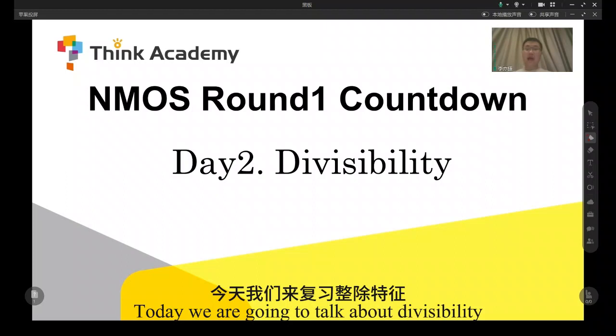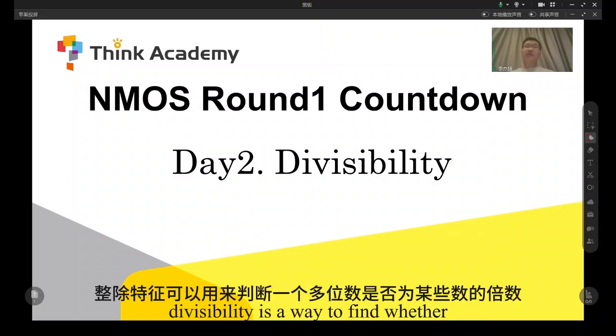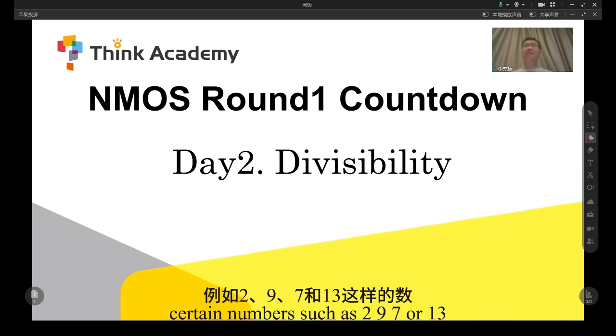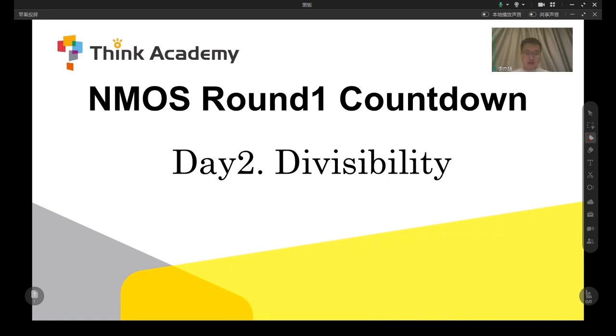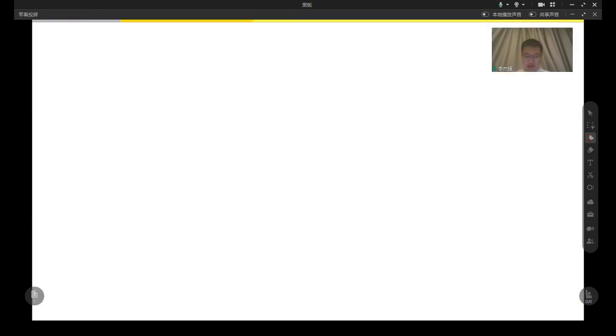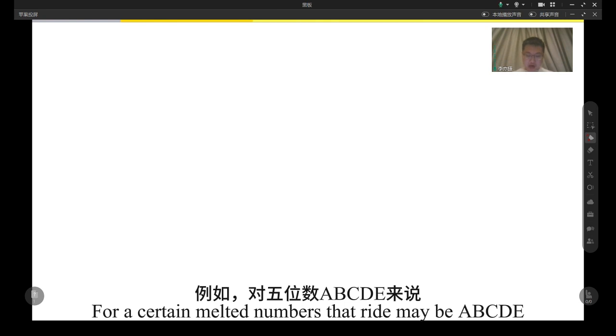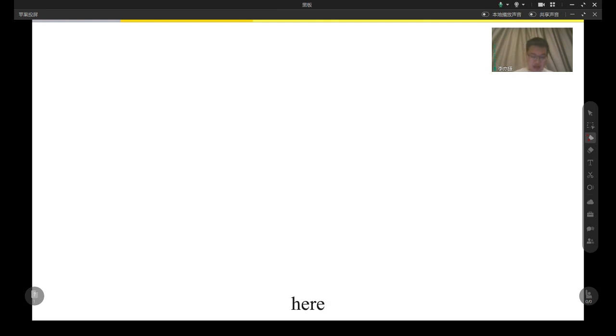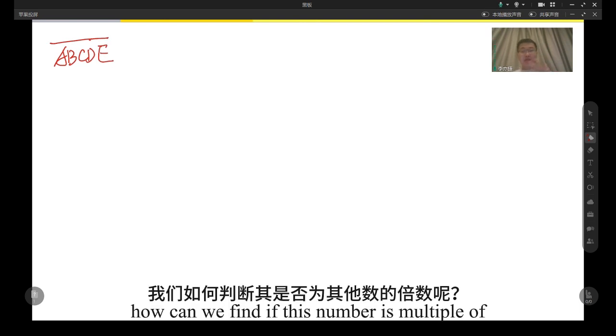Today we are going to talk about divisibility. Divisibility is a way to find whether a multi-digit number is a multiple of a certain number such as 2, 9, 7 or 13. So for a certain multi-digit number, let's write maybe A, B, C, D, E here. How can we find if this number is a multiple of another number or not?